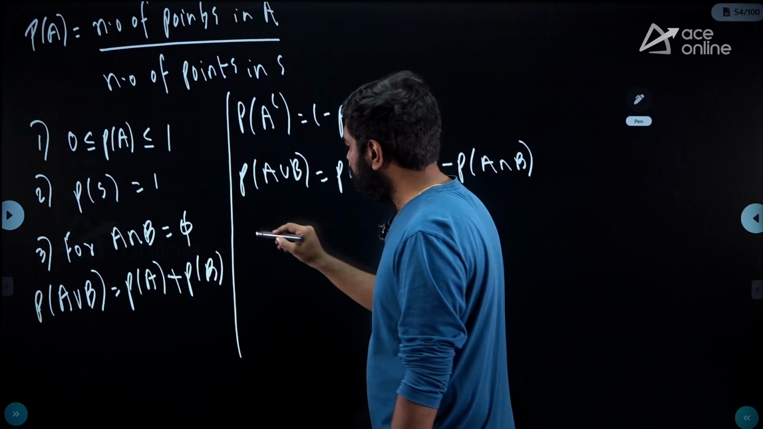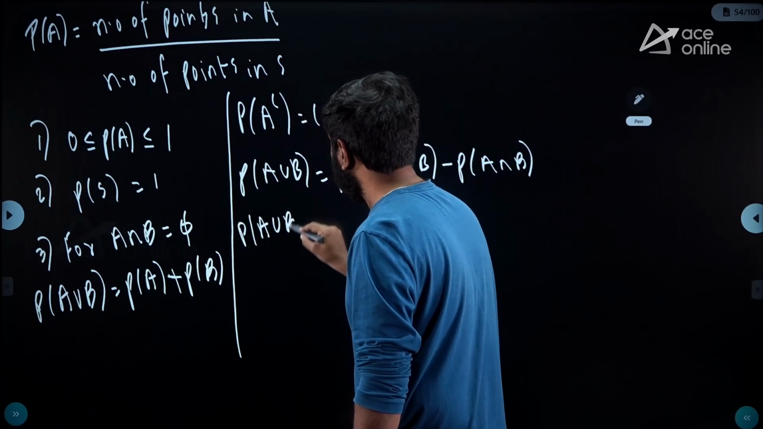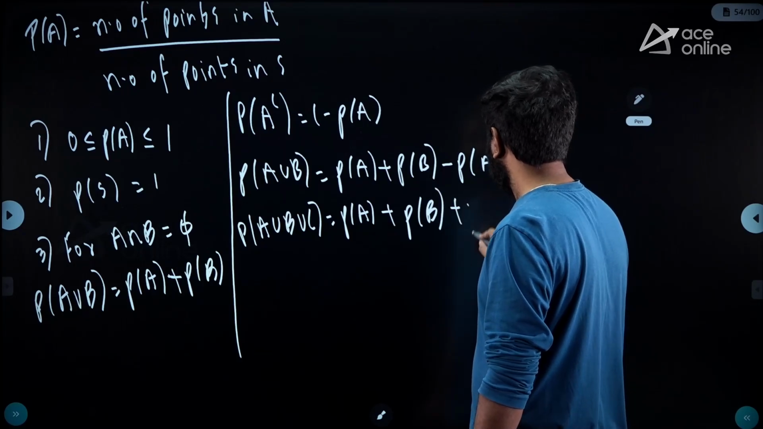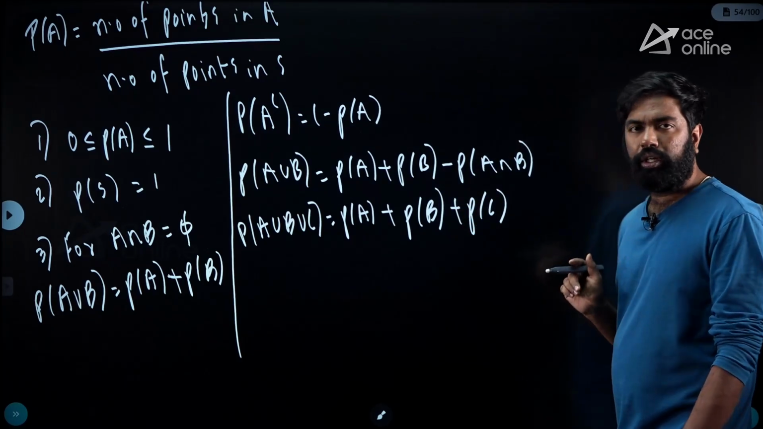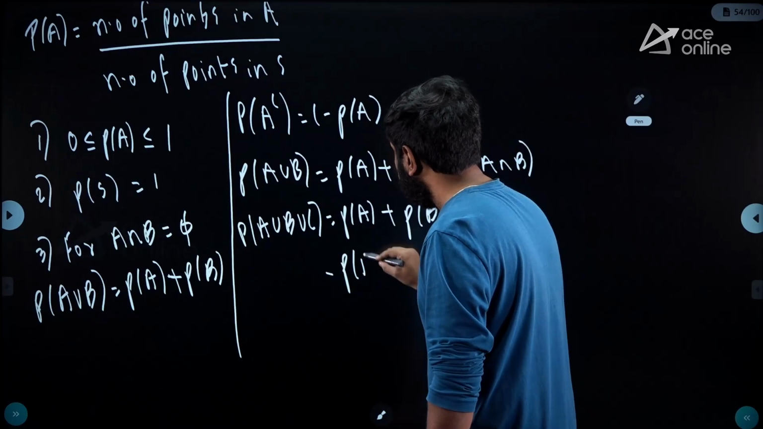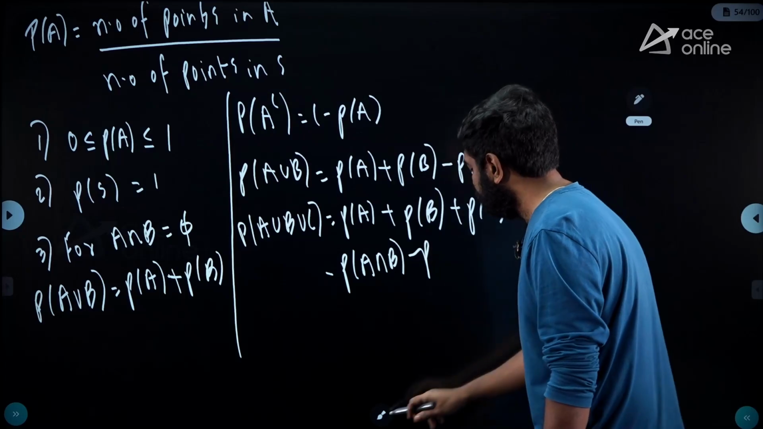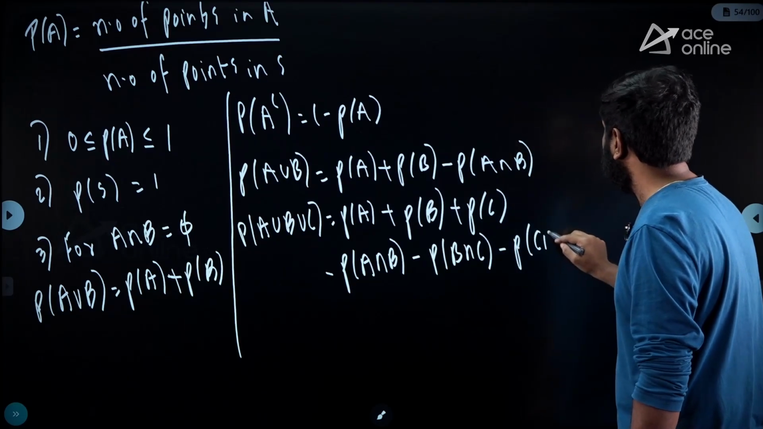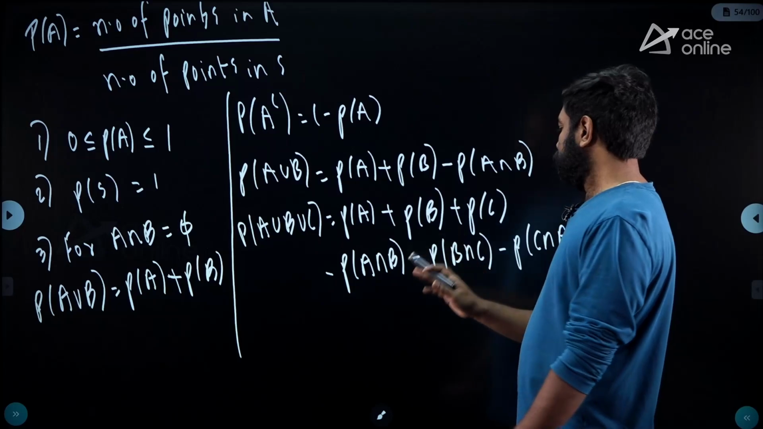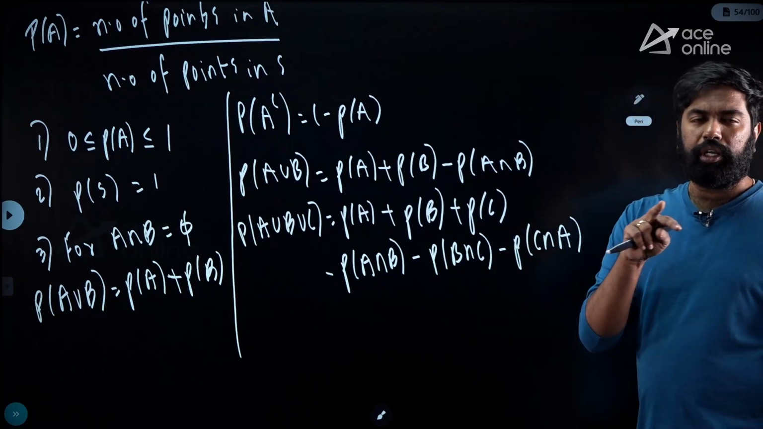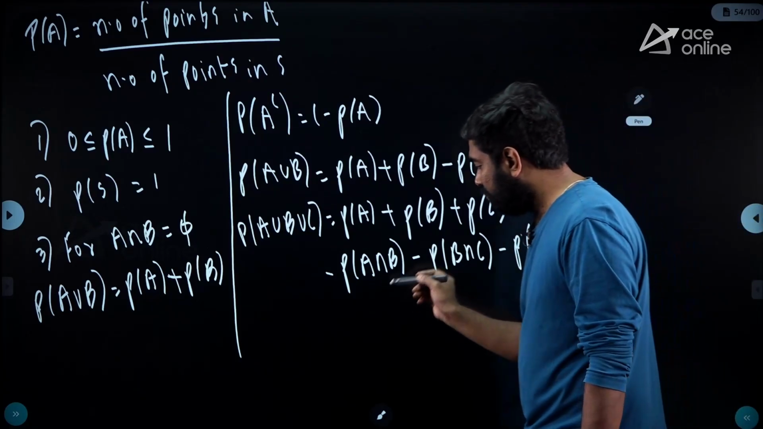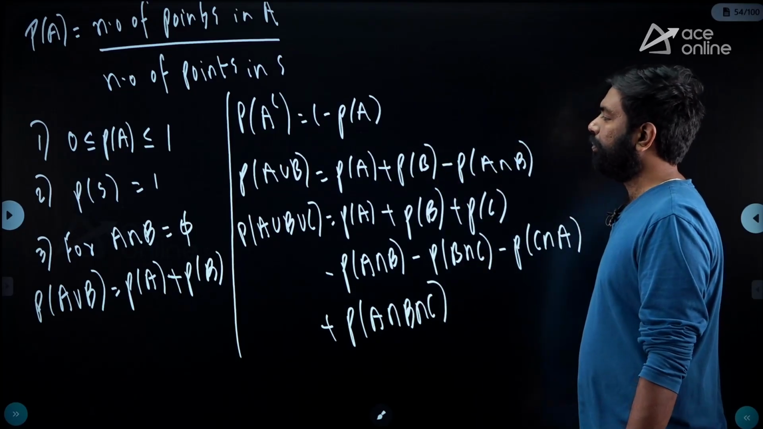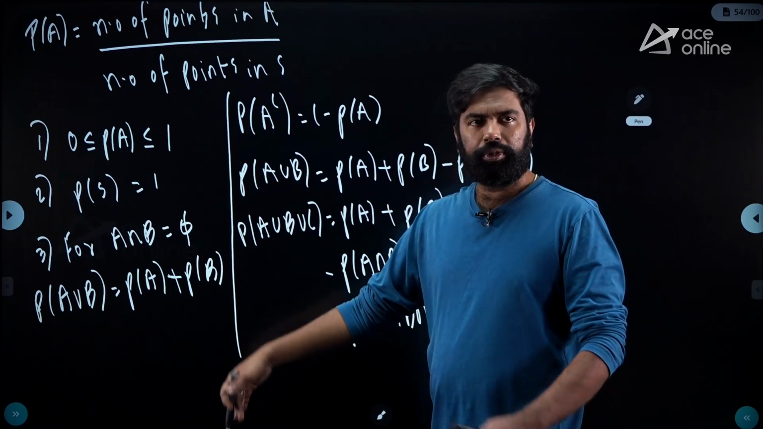You can also extend it for three events. Probability of A union B union C is probability of A plus probability of B plus probability of C, where you have the sum of all the individual probabilities, and then minus probability of A intersection B, minus probability of B intersection C, minus probability of C intersection A. And then, intersection of two events we have covered, and then plus probability of A intersection B intersection C. So this is called the addition rule. Hope you have this idea.